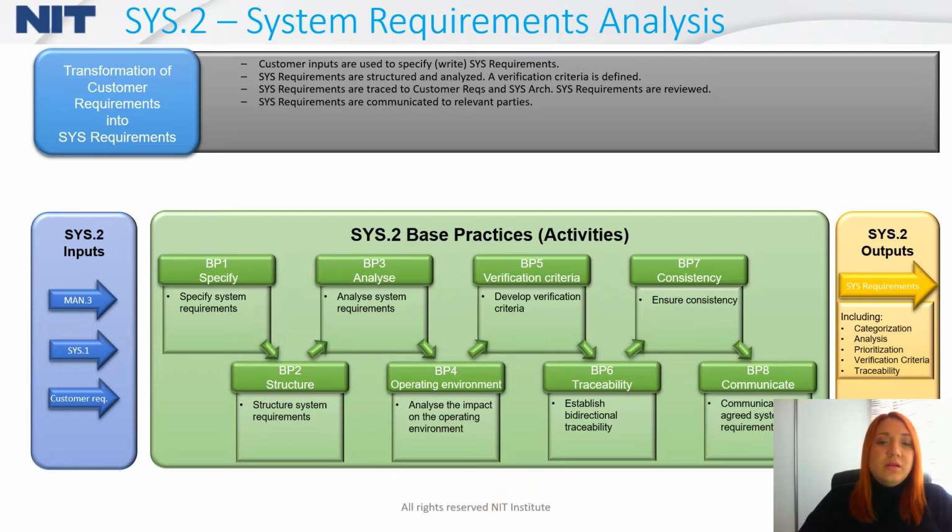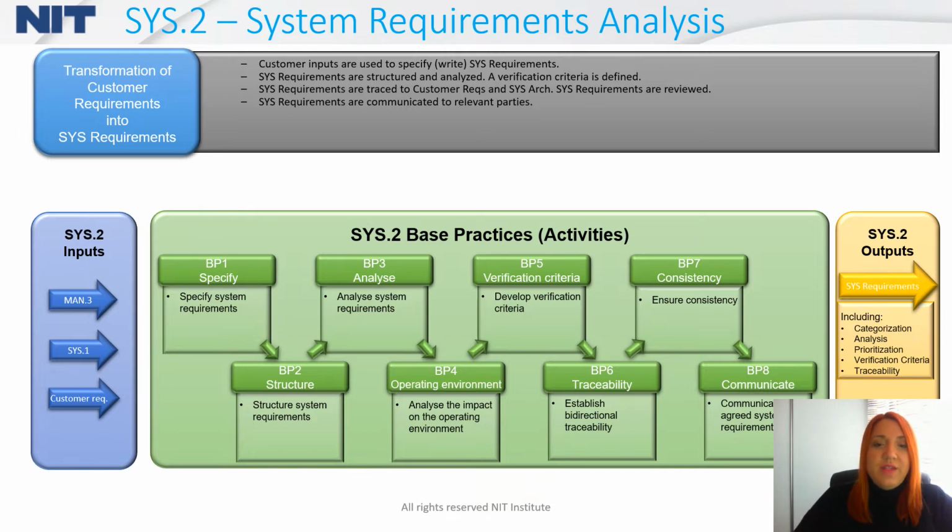We need to specify system requirements by using customer inputs. Then we need to structure and analyze them and have some kind of verification criteria for later on for testing. System requirements need to be traced to the customer requirements and the system architecture. Then we need to have formal reviews for system requirements. All the formally reviewed system requirements must be communicated to all relevant parties.